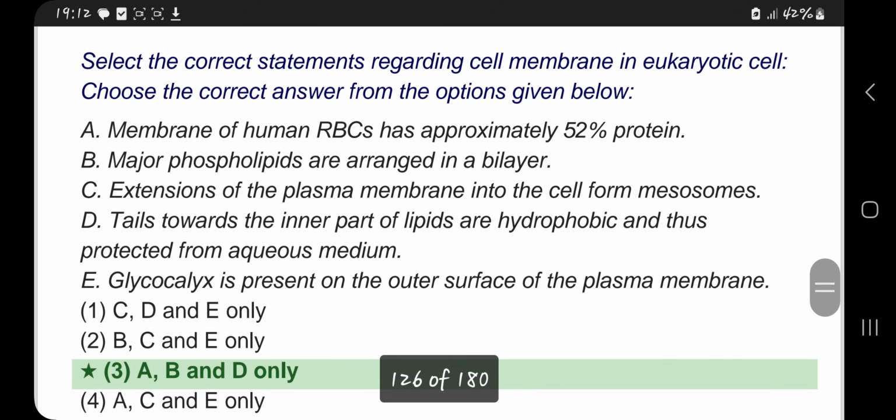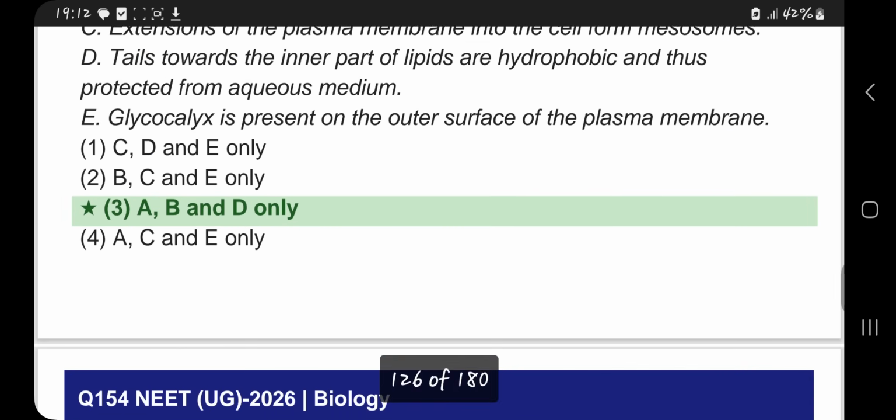A, membrane of human RBC has 52% protein. B, major phospholipids are arranged in a bilayer. D, tails towards the inner part. C is wrong because these are infoldings, not extensions. Glycocalyx is present on the outer surface of cell wall, not plasma membrane. So A, B and D are the correct option.